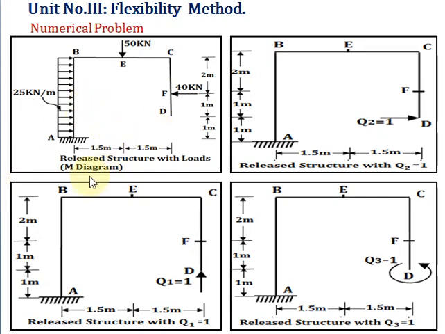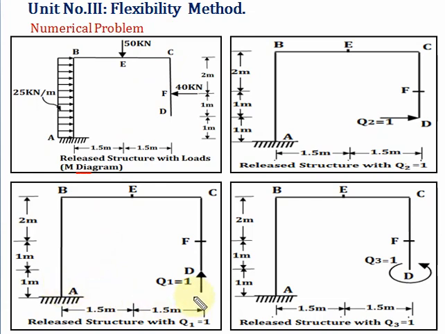Okay, after finding out the first 2 steps, the next step is the M diagram. In the M diagram, we remove the support D. That means we have released the structure with load. Released structure means we have made that structure statically determinate, and this diagram is called the M diagram, or released structure with load. Next, we have removed all the loads, that is the UDL as well as the point load.